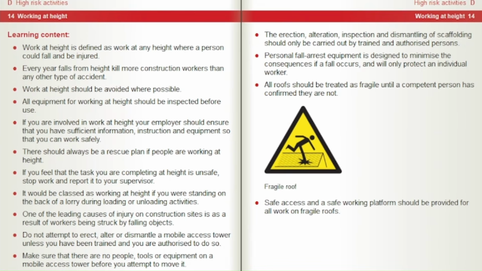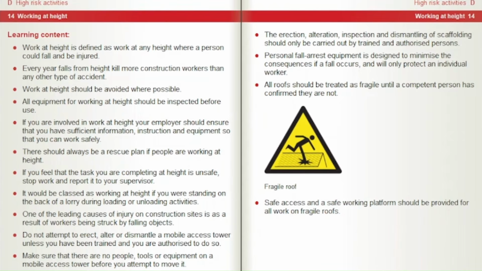Work at height is defined as work at any height where a person could fall and be injured. Every year, falls from height kill more construction workers than any other type of accident. Work at height should be avoided where possible. All equipment for working at height should be inspected before use. If you are involved in work at height, your employer should ensure that you have sufficient information, instruction and equipment so that you can work safely.